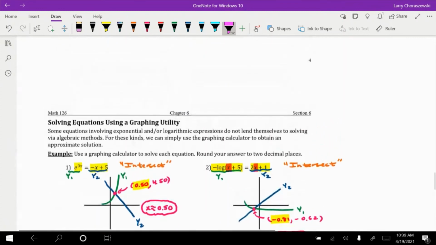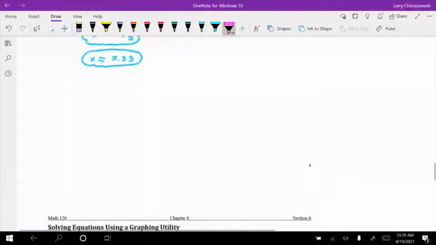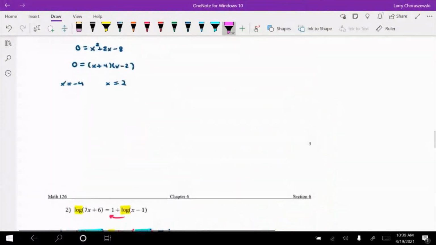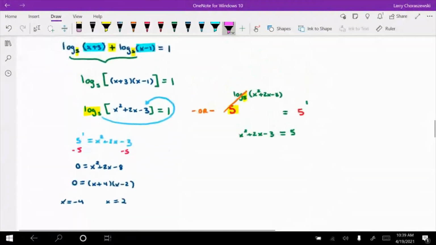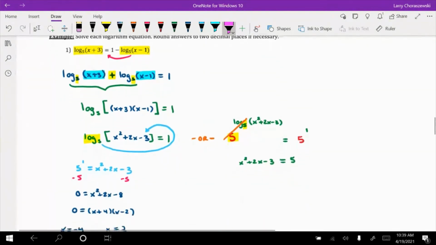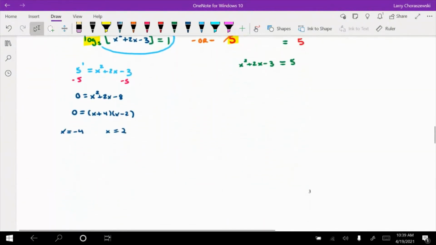Now that's all fine and dandy when you're using either the log or natural log, because those are buttons in our calculator. But what if we wanted to solve something like problem 1 from our advanced logarithm equations part? All right, how would we type something like this into our graphing calculator? Well, let's go over that.